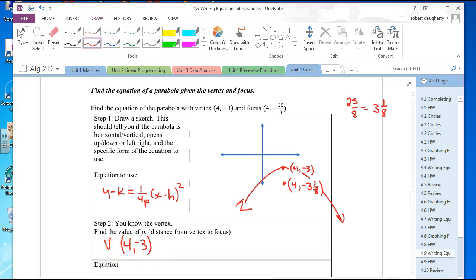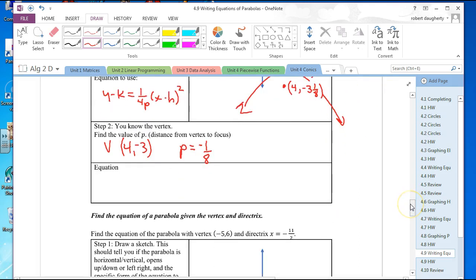Let's just stick with a fraction. What's the distance from negative 3 to negative 3 1/8? 1/8, okay? Is p going to be positive or negative here? Negative. So p is just negative 1/8, okay? Does everyone see that? So the distance from the vertex to the focus is 1/8. P is negative here. So if P is negative 1/8, what is 1 over 4P? That is 1 over 4 times negative 1/8, okay?